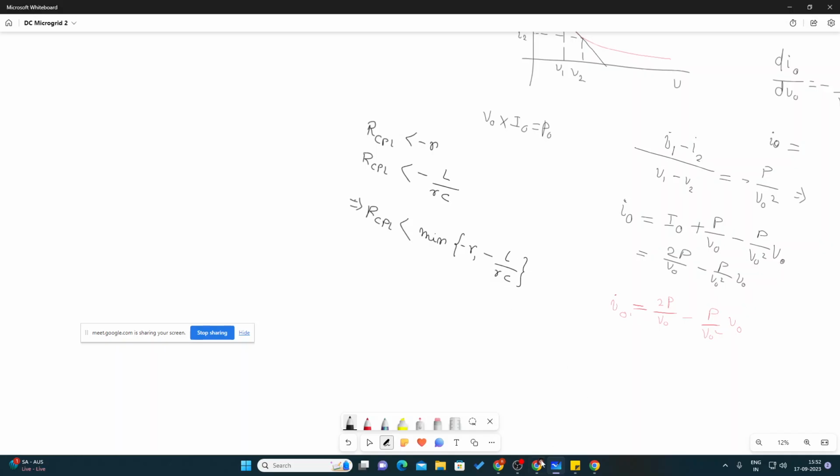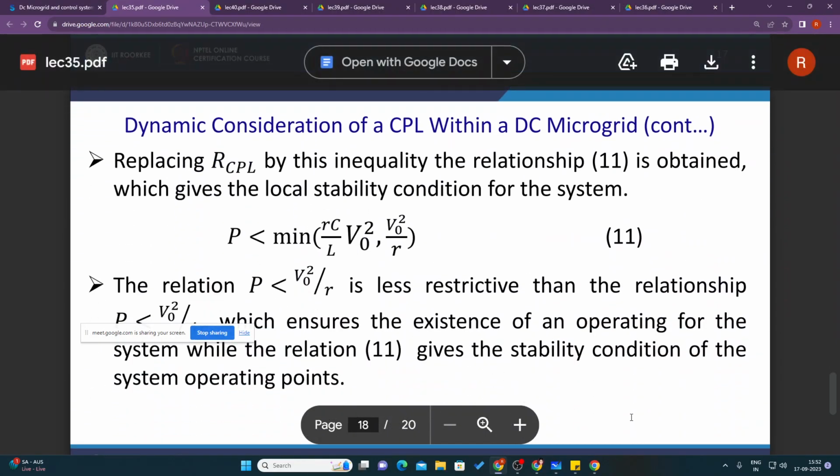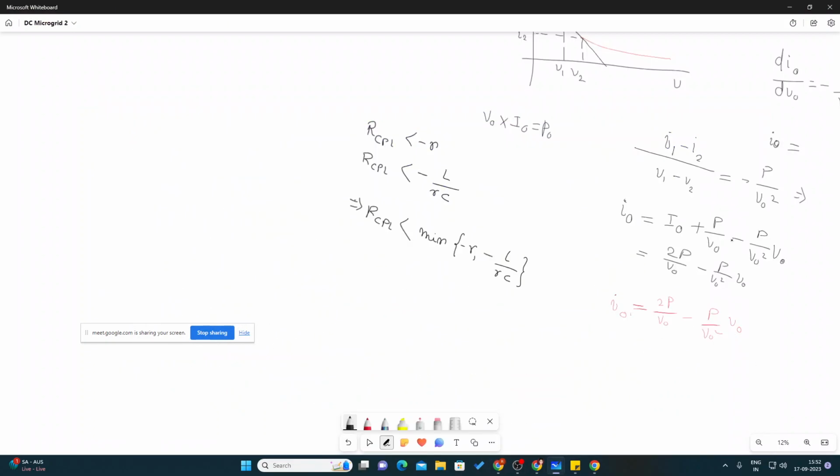Now, RCPL can be replaced by V naught square by P. So V naught square by P will be less than the minimum of minus R comma minus L by RC.